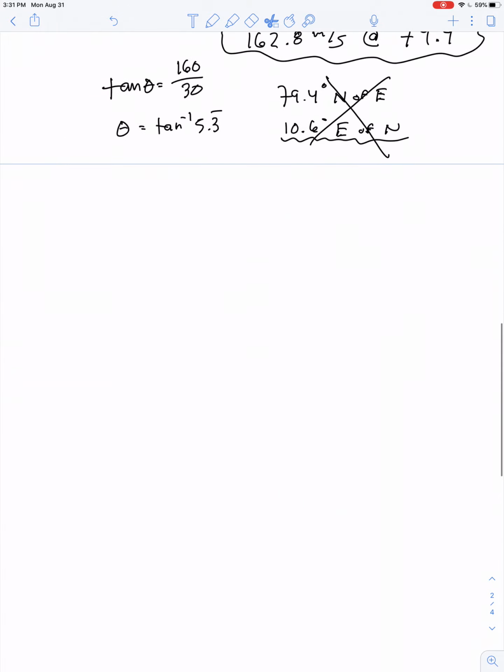Still part D of our first problem. There's the destination, there's the origin, and so the plane is going to have to fly somewhat, not entirely, but partially into the wind so that a component of the plane's velocity cancels out the wind velocity.